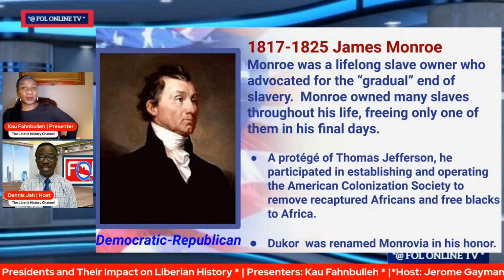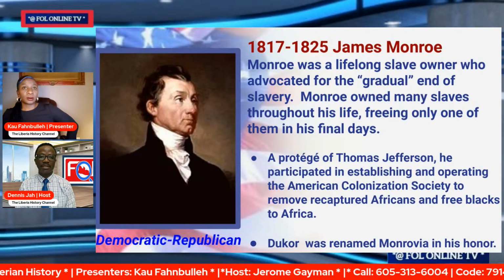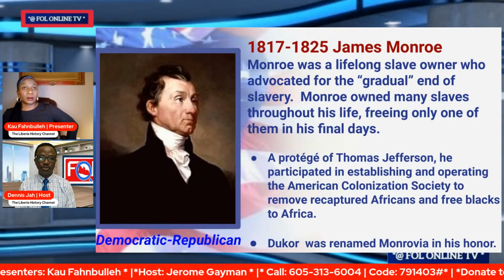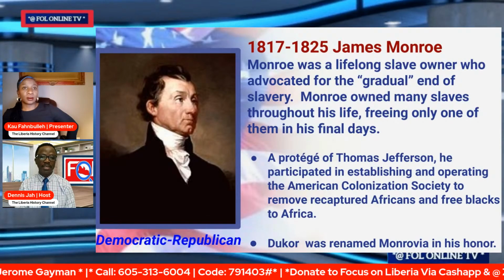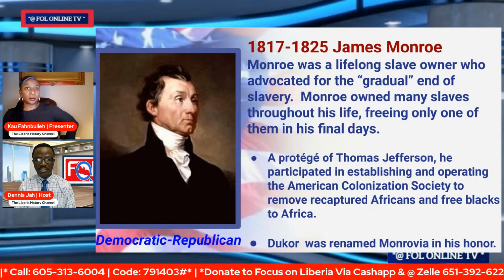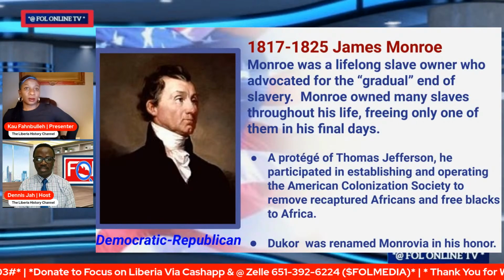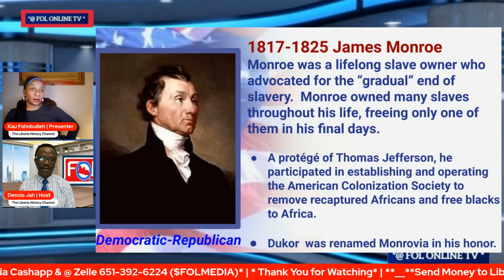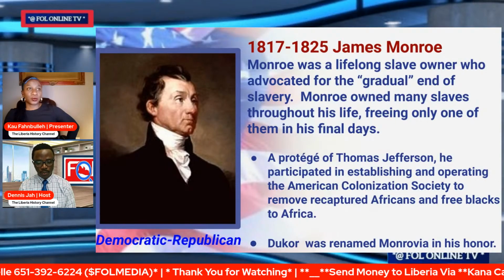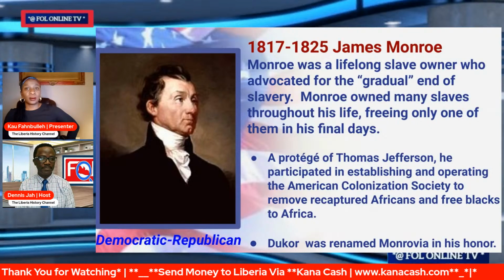So Monroe was a lifelong slave owner who advocated for the gradual end of slavery. Monroe owned many slaves throughout his life, freeing only one of them in his final days. A protege of Thomas Jefferson, he participated in establishing and operating the American Colonization Society to remove and recapture Africans and free blacks to Africa. Ducor was renamed Monrovia in his honor.